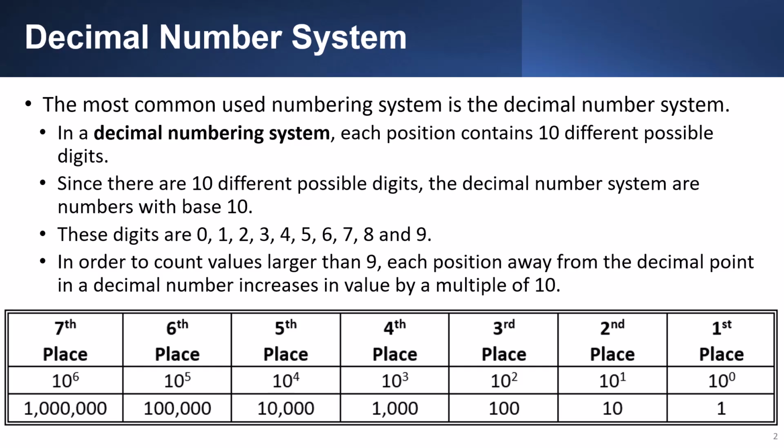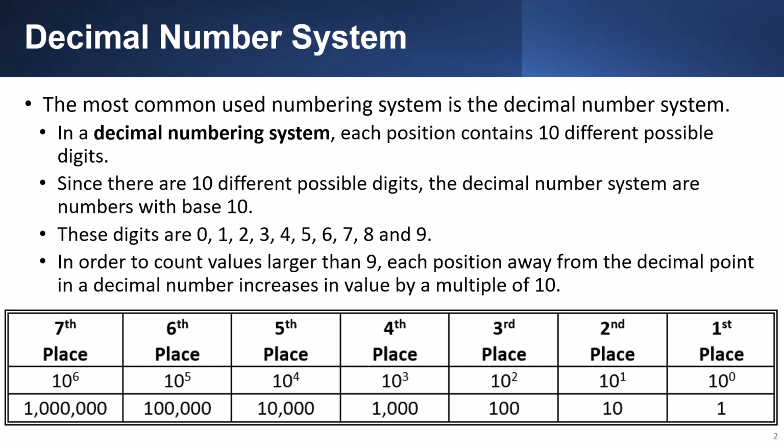In order to count values larger than 9, each position away from the decimal point in a decimal number increases in value by a multiple of 10. As you can see from the table, the rightmost digit is the 1 place. The next digit to the left is the 10 place. We then have the 100 place, the 1000 place, and so on.